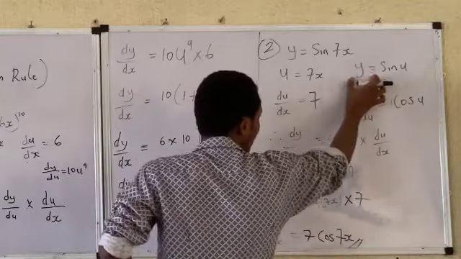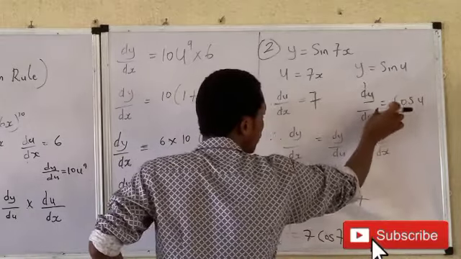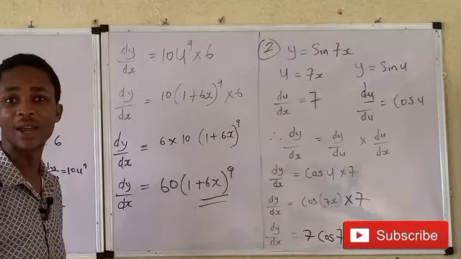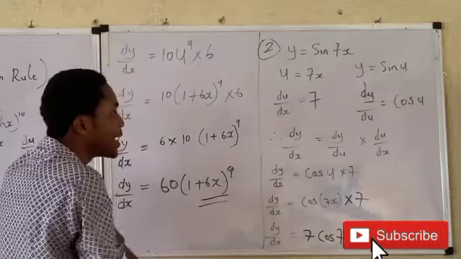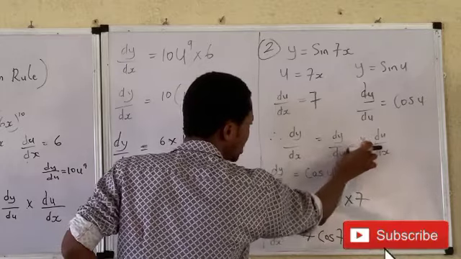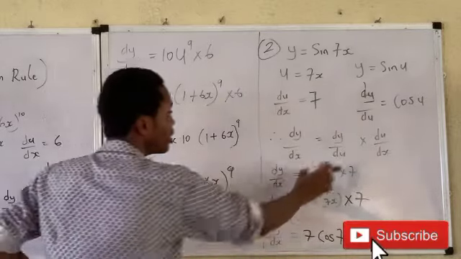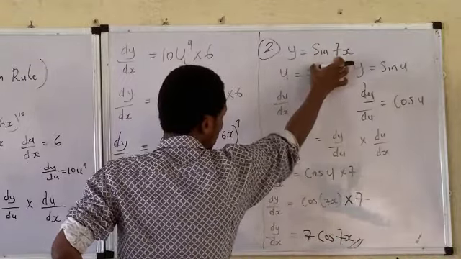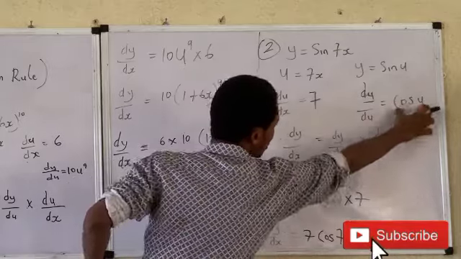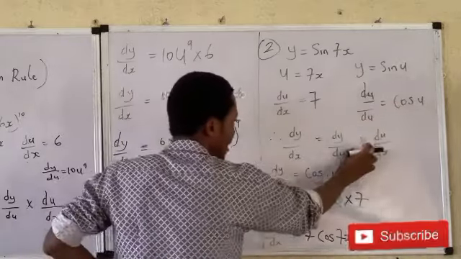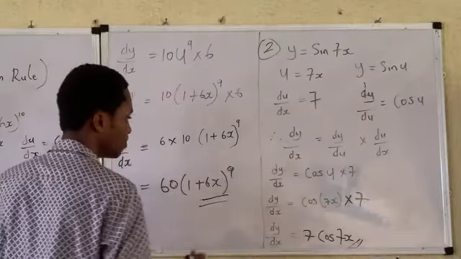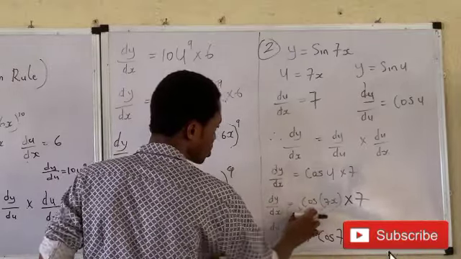Now, differentiating y with respect to u. So now, dy/du will give you cos u. Remember, sine will give you cos, and cos will give you minus sine. Now, applying the general formula, therefore, dy/dx equals dy/du times du/dx. From this question, dy/du is our cos u, multiplied by our du/dx, which is 7.